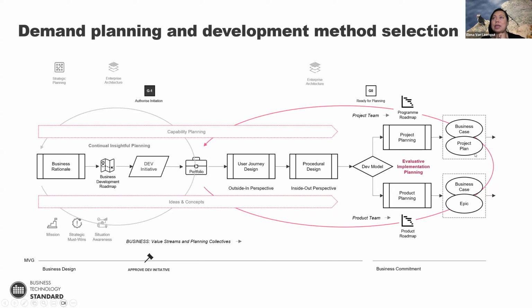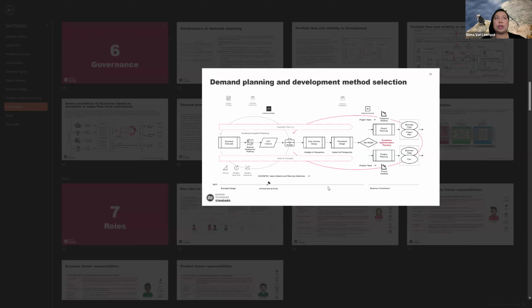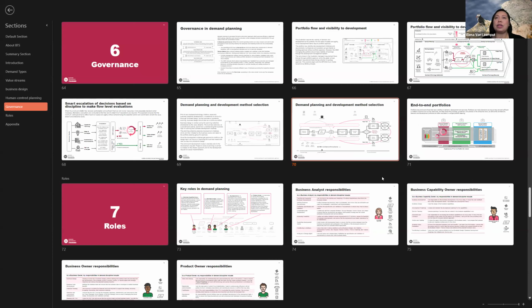So here you can see their business case, project plan for the capability planning. Then if you're doing ideas and concepts, which mainly are essentially agile development, then you can talk about business cases and epics and so on. So these concepts are within this guide to give you a little bit more instructions and guidance on how that is actually done.